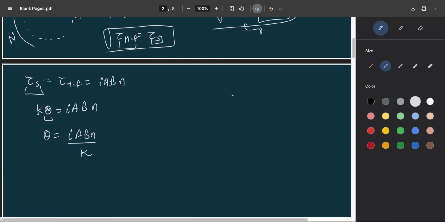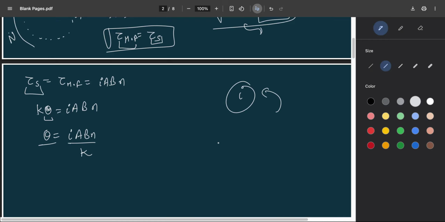It means if I give you some current value in amperes, and the rest of the things are given, and I ask how much this galvanometer coil is going to rotate, this is that theta. That is how you are going to detect current.